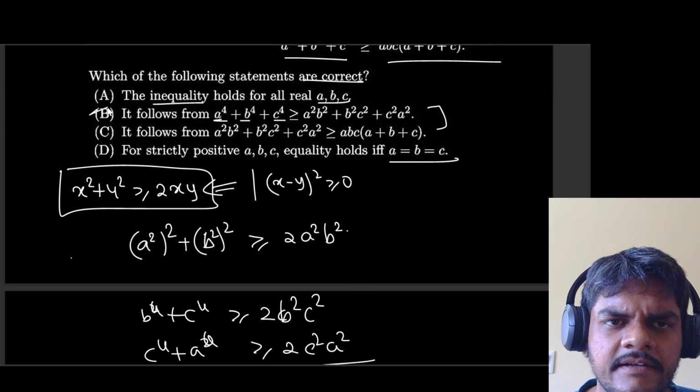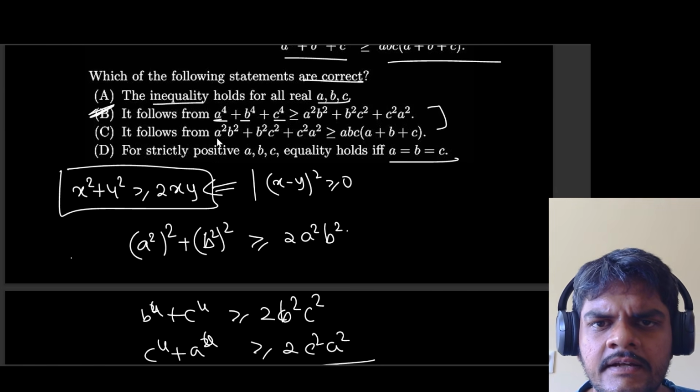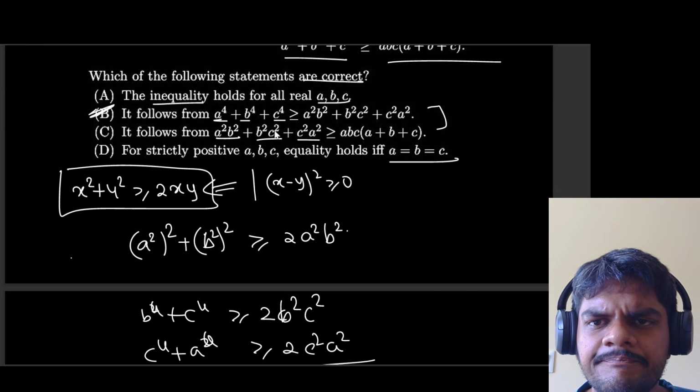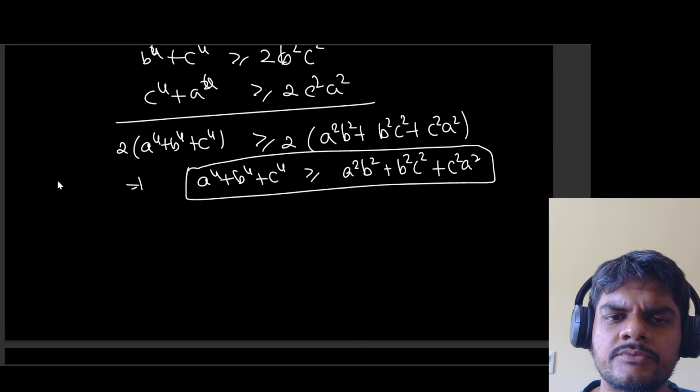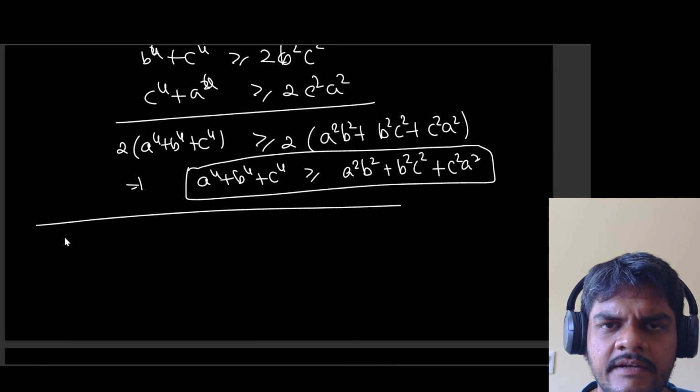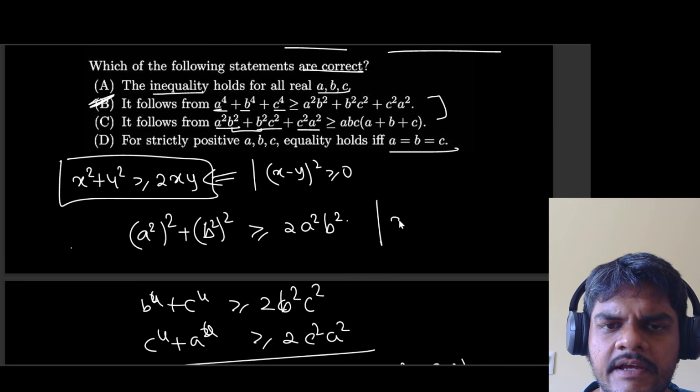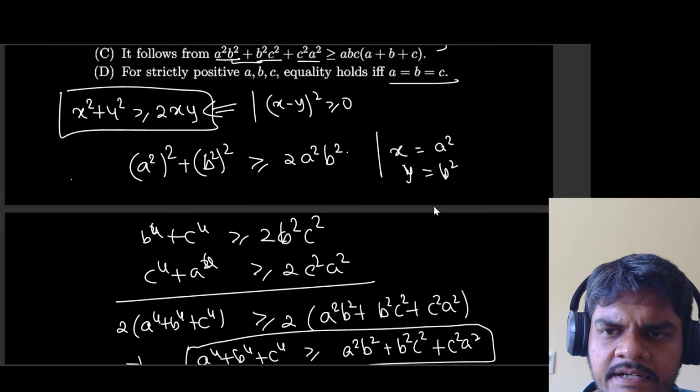So option B is correct. Very, very nicely. So can we get this one? Do you see the product of these two? What is the product of these two? If I multiply AB into, so again, if I do that for here, what did we take? Here we took x is equal to a square, y is equal to b square, and we got that inequality.